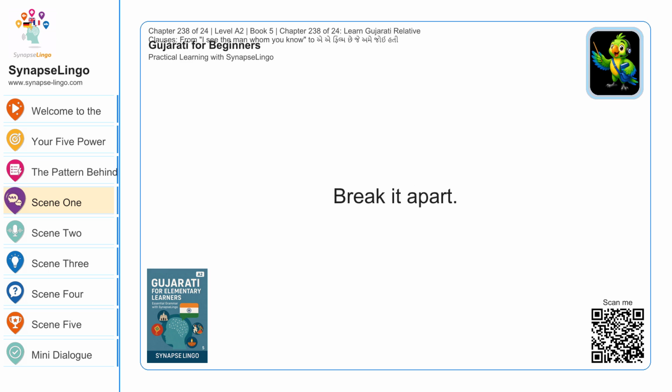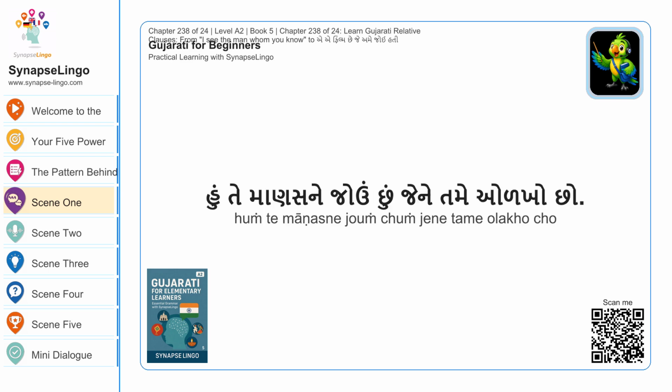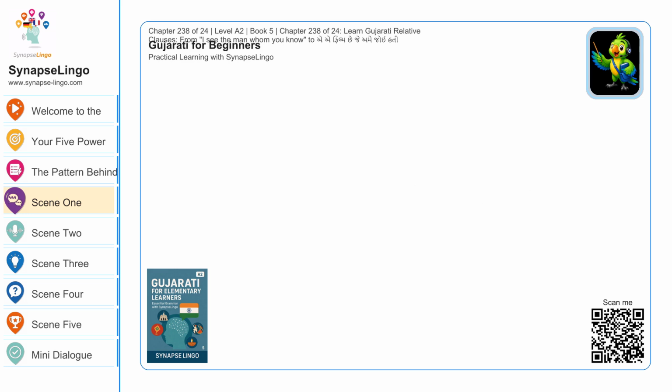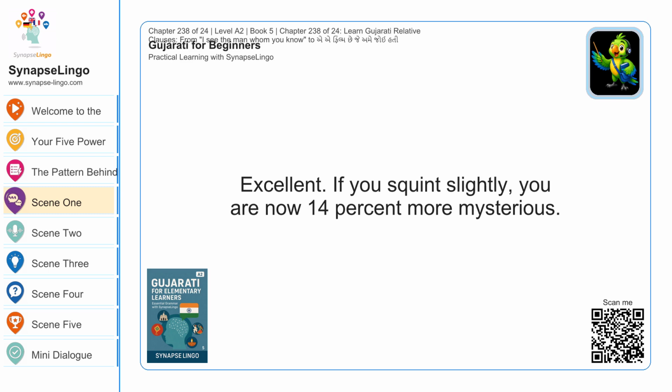Break it apart. હું is I. માણસ is man. જોઉં છું is see. And જેને તમે ઓળખો છો is whom you know. Say it again, but with detective eyebrows. હું તે માણસને જોઉં છું જેને તમે ઓળખો છો. Excellent. If you squint slightly, you are now 14% more mysterious.